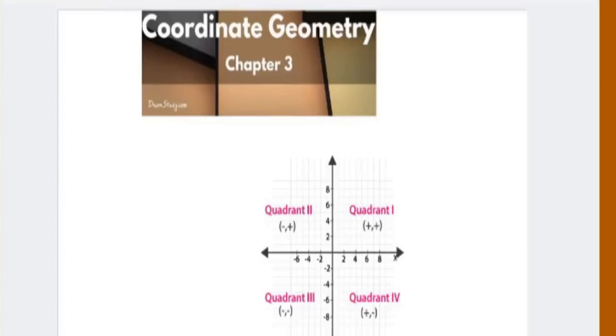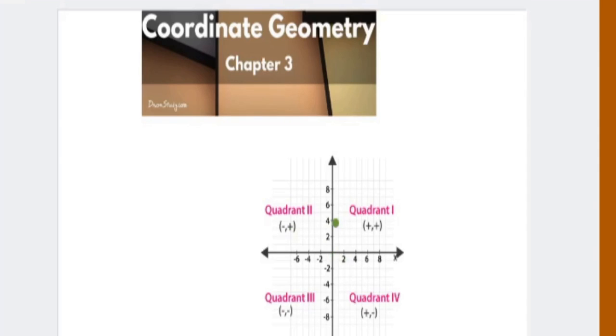In today's class, we are starting the chapter coordinate geometry. In coordinate geometry, we are using numbers to explain different geometrical concepts. Here we are using two mutually perpendicular straight lines. The horizontal straight line we call the x-axis and the vertical straight line we call the y-axis. Both these lines intersect at a point, and that point we call the origin.